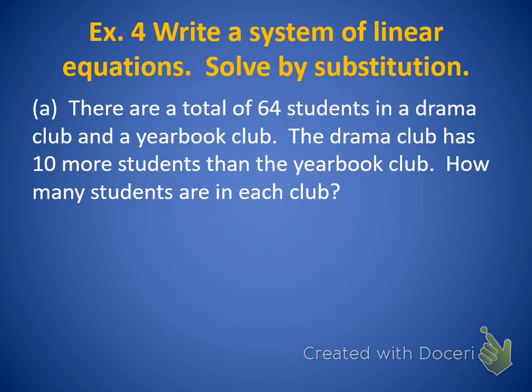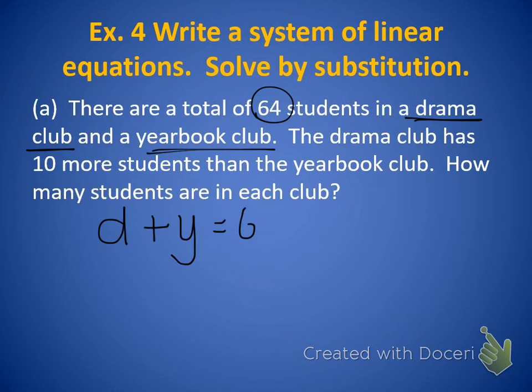Now, everyone always likes to know, when am I going to use this in real life? So example 4, we're going to write a system of linear equations, and then we're going to solve by substitution. There are a total of 64 students in a drama club and a yearbook club. So we got 64 students. Some of them are in drama, so let's use D, plus some of them are in yearbook, but we know together we have 64 students. So there's equation A, super simple. Drama club plus yearbook club equals 64 students.